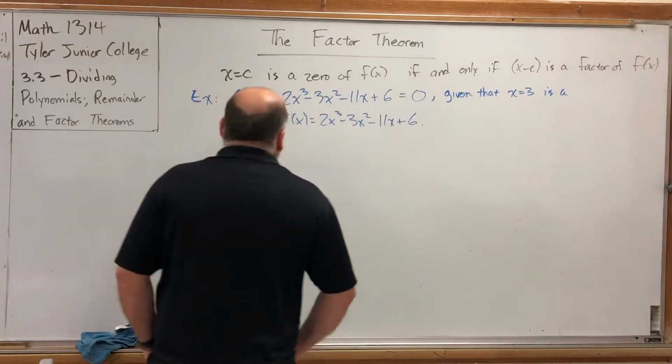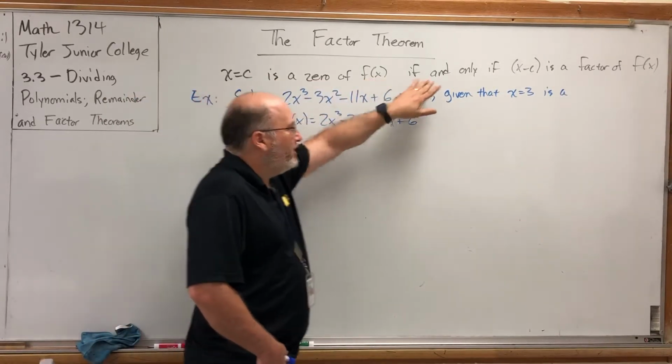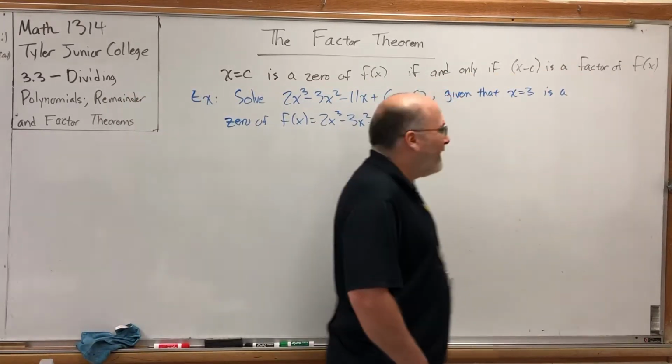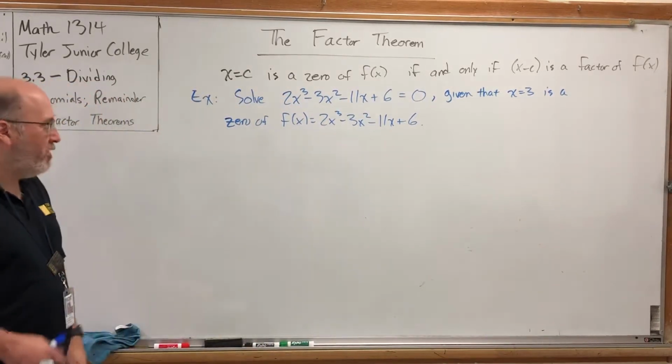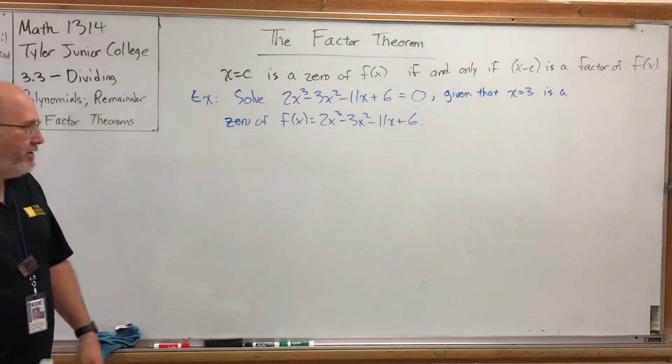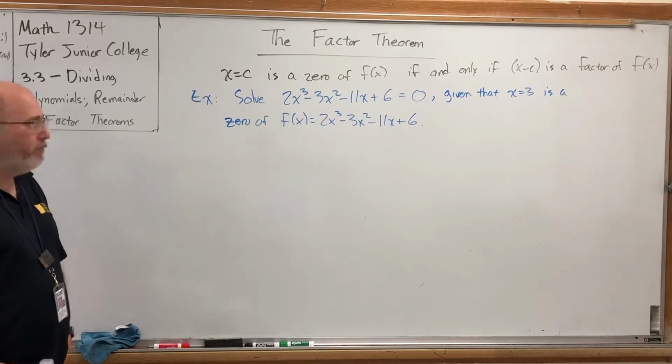The factor theorem stated that x equals c is a zero of f of x if and only if x minus c is a factor of f of x. So zeros and factors go hand in hand. As we solve this, I'll remind you why they go hand in hand. But here's an example of how we can capitalize on the factor theorem.